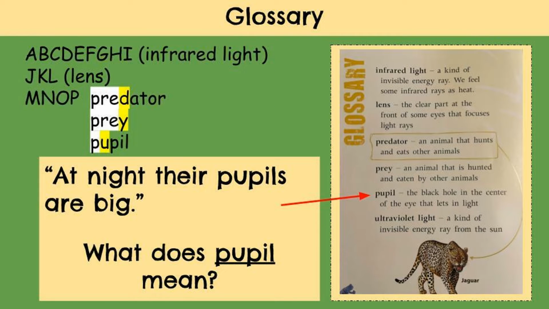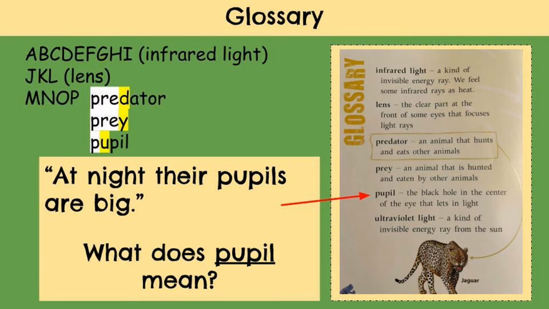It's easy to find the bold print words in the glossary because they are listed in alphabetical order, or ABC order. I like to sing my ABCs in order to help me figure out where the word is in the glossary. A, B, C, D, E, F, G, H, I, that's infrared light, J, K, L, which is lens, M, N, O, P. Oh no, there's like 3 words there that have a P, so how do I figure out where to look?